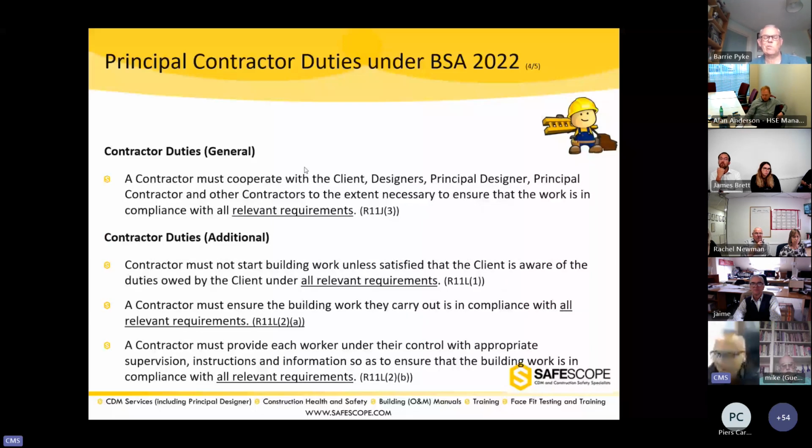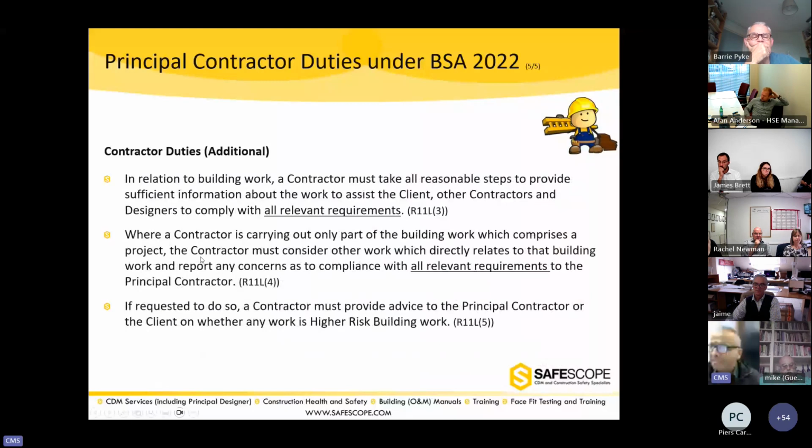Contractor must not, I'm talking now on additional duties. Contractor must not start building work unless satisfied the client is aware of their duties. The contractor must ensure the building work they do is compliant with the building regulations. Now, that's their duty as well. Contractor must provide each worker under their control appropriate supervision, instruction, and information. In relation to the building work, a contractor must take all reasonable steps. The sufficient information is provided.